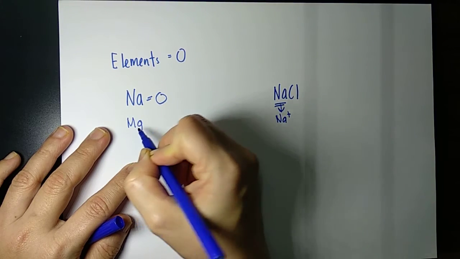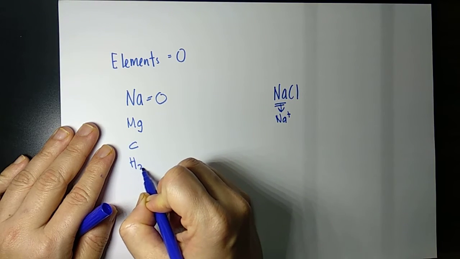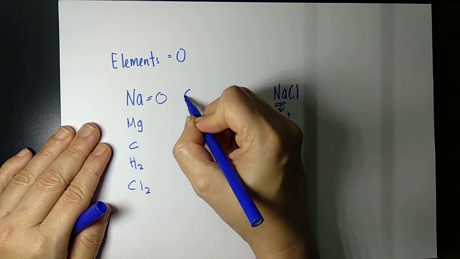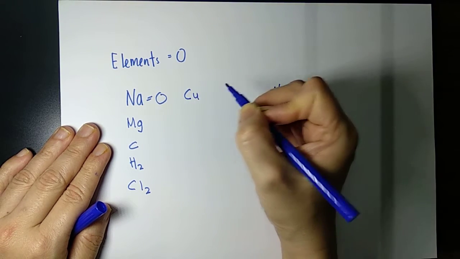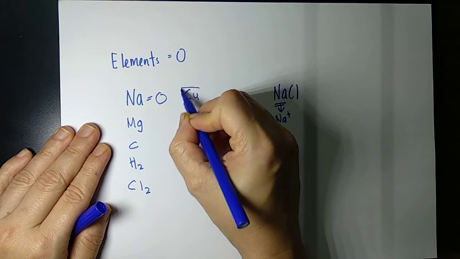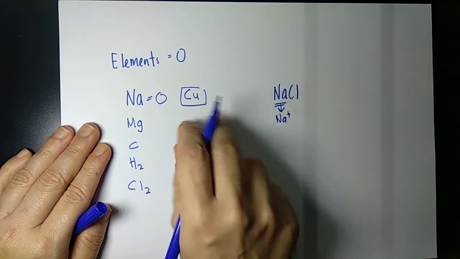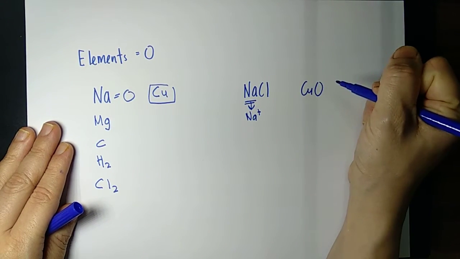Magnesium is an element, oxidation state 0. Carbon is an element, hydrogen is an element, 0. Chlorine is an element, 0. Carbon, chlorine, fluorine, copper, they are all elements and the oxidation state is 0. So you must be able to differentiate that. Cu is an element, CuO is not an element.